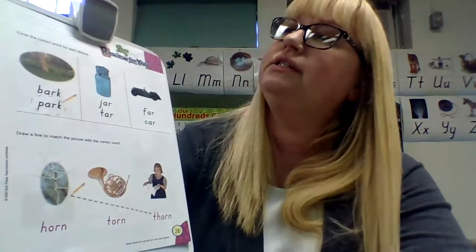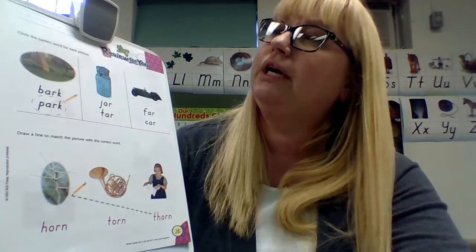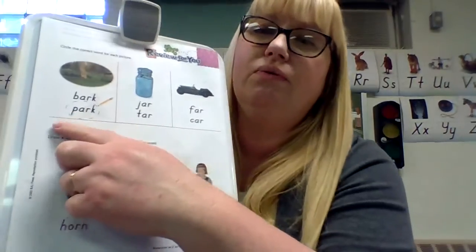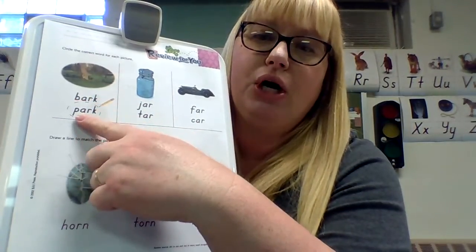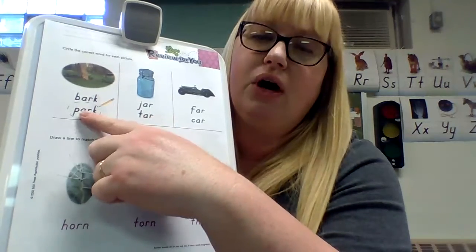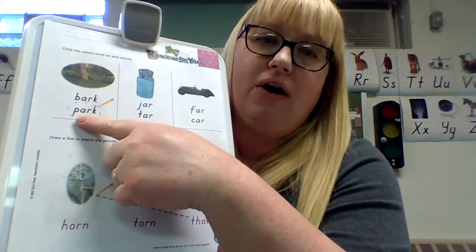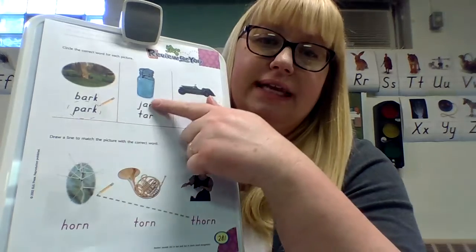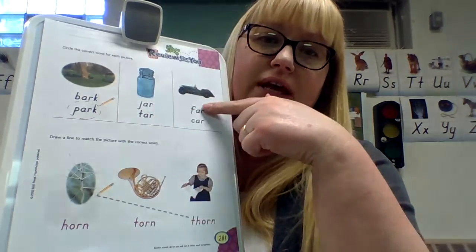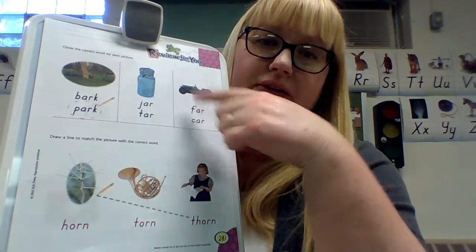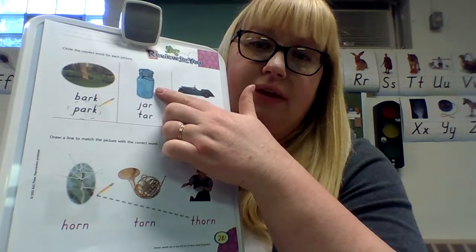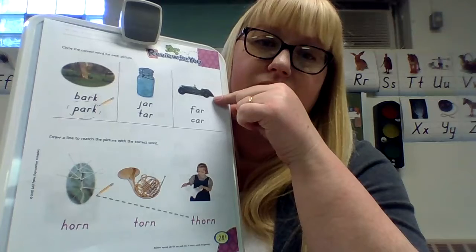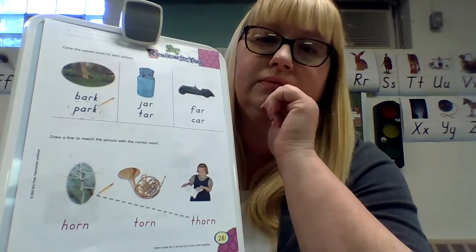First, the directions say circle the correct word for each picture. They did the first one for you. Let's look at your picture. We have bark, park. Just trace over park. Remember, AR is R. So when you are saying these words to yourself, you're saying R, and just look at your beginning sound. So circle the correct word for this picture and circle the correct word for this picture.